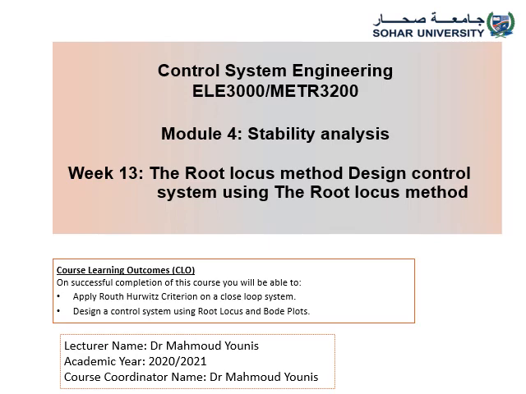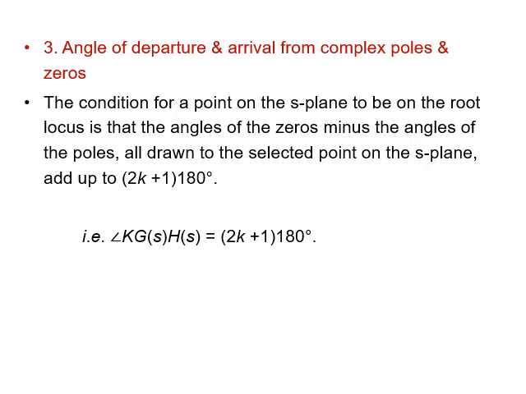Hello dears, here we will continue with the root locus in the last material of this module. Here we will start with angle of departure and arrival for a complex pole, which means if we have on the S plane a complex pole, and we are going to draw the root locus for this pole, meaning the pole is going to move toward the zero. At what point, at what angle will the line start?